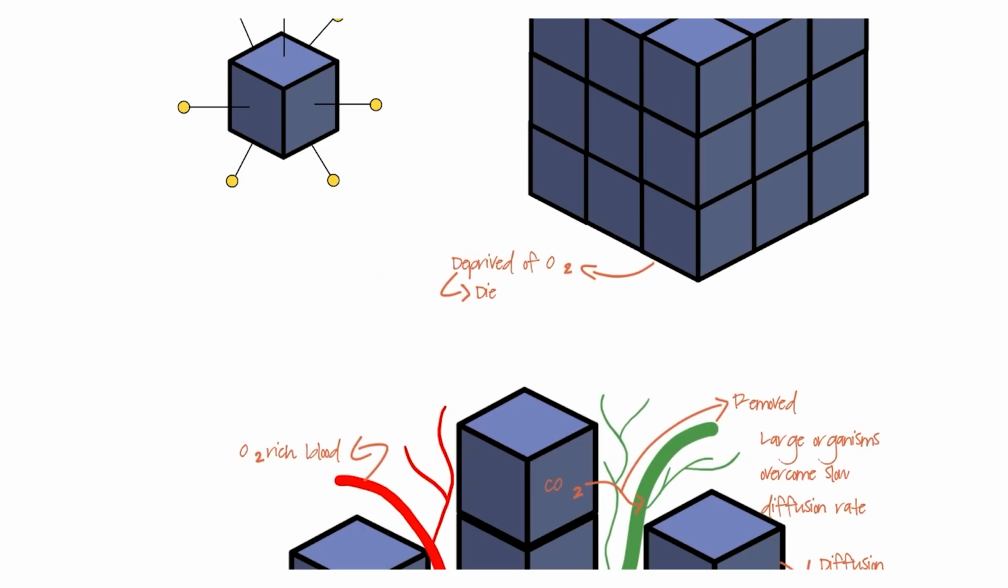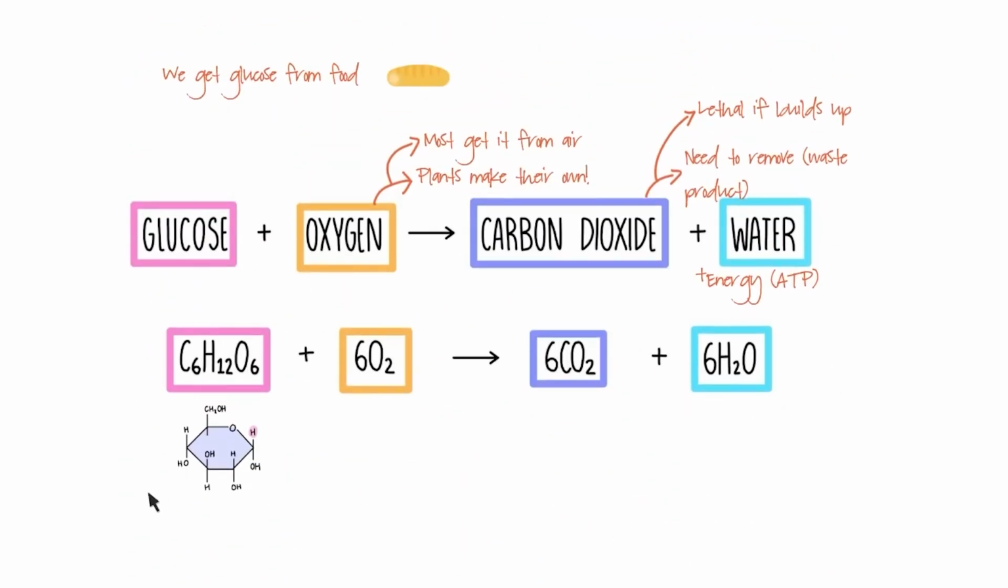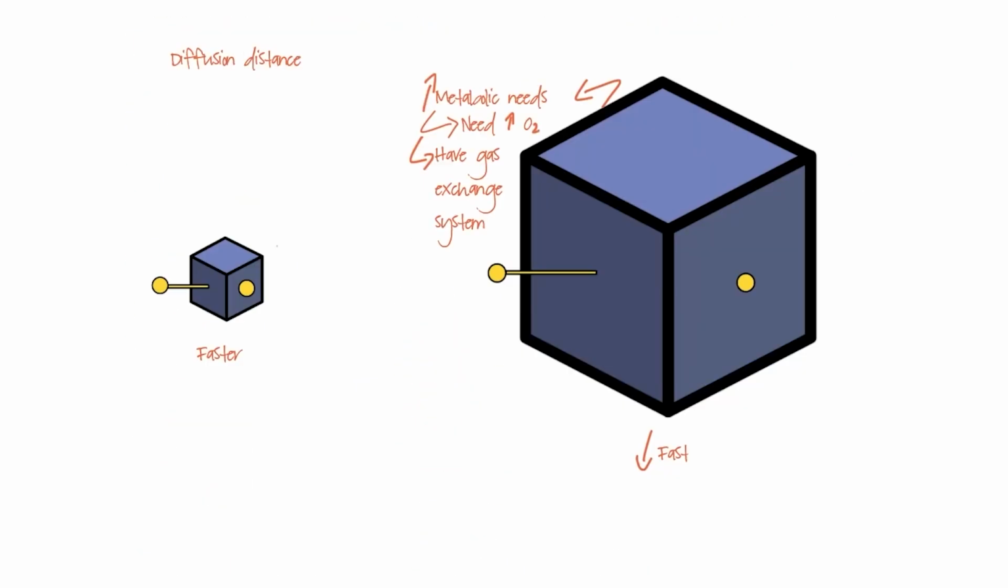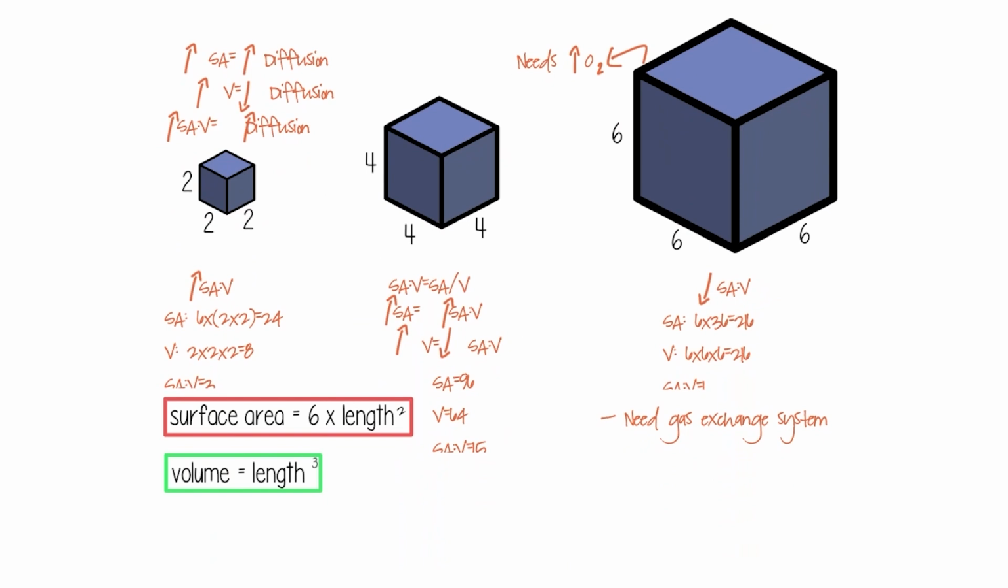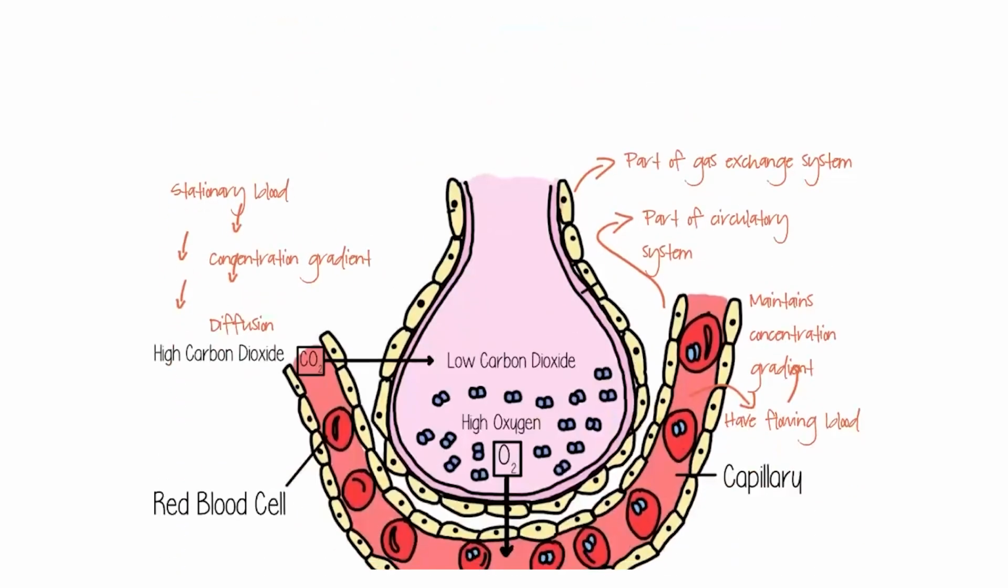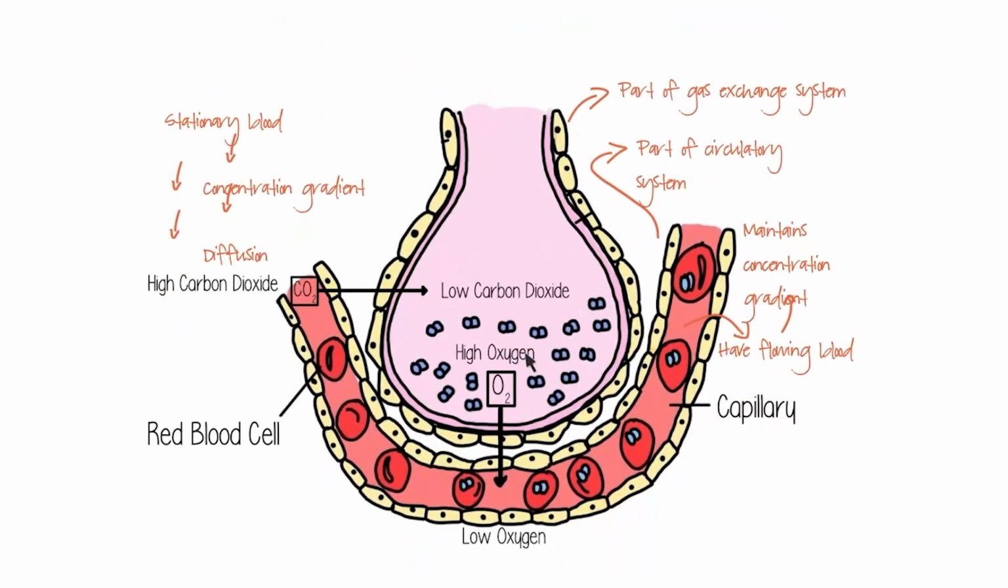Alright, so let's summarize what we did in this lesson. To start, we looked at how we get energy by using oxygen to break down glucose, thereby producing carbon dioxide as a byproduct. We looked at different factors that affect diffusion, especially how having a higher surface area to volume ratio would make diffusion much more efficient. We looked at the role that capillaries play in maintaining the concentration gradient by taking blood away from the lungs.